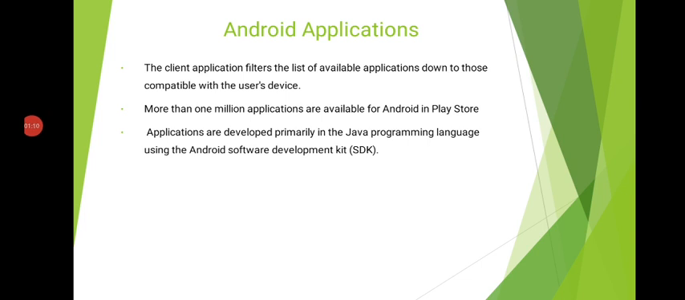The client filters the list of available applications down to those compatible with the user's device. More than 1 million applications are available for Android in Play Store. Applications are developed primarily in the Java programming language using the Android Software Development Kit. We call it the SDK.